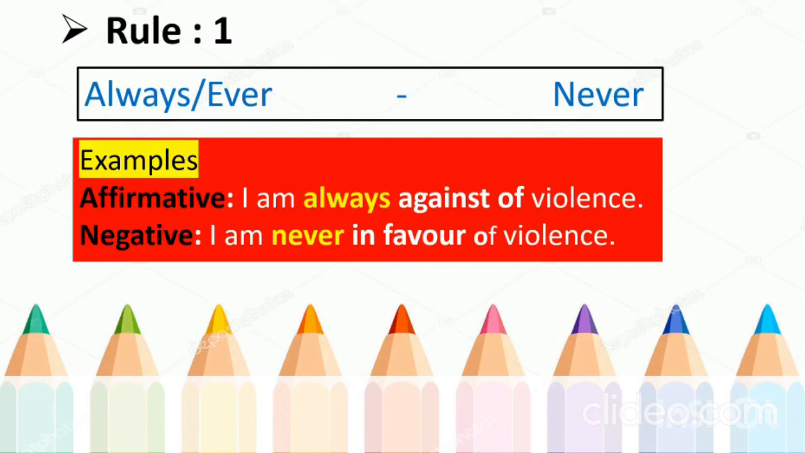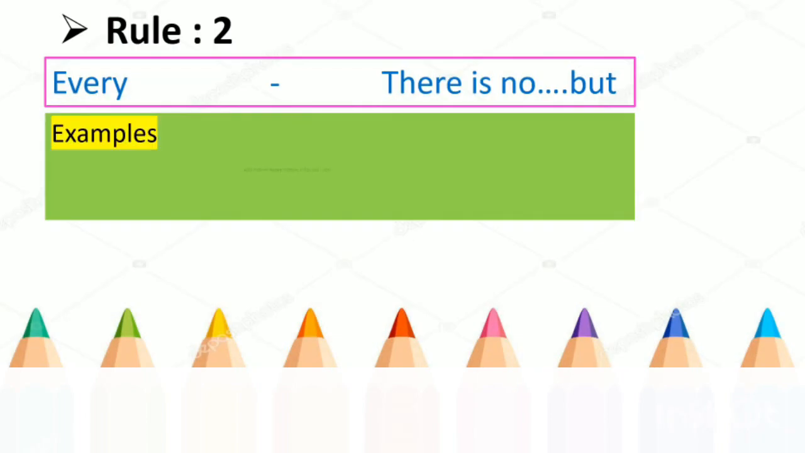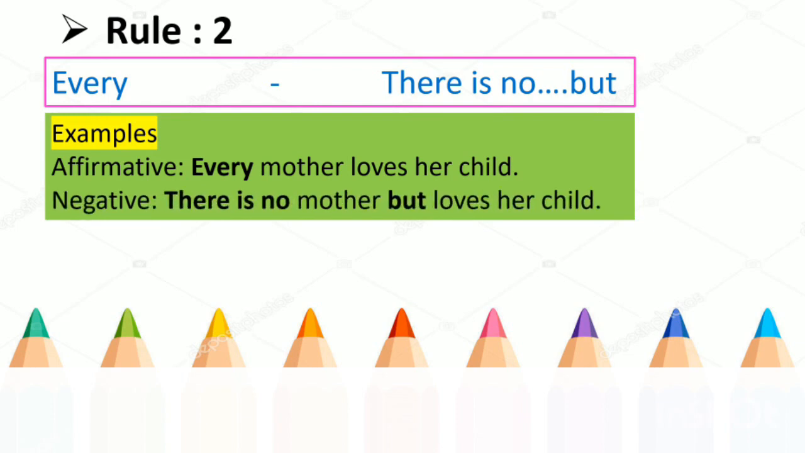Now next, rule number 2: when every is used we have to replace it with there is no but. There is no can be used in the beginning. Alright, so let us see the example. Every mother loves her child. Here we can see the use of the word every, so we'll be replacing it with there is no but. So the sentence becomes: there is no mother but loves her child. So both sentences have the same meaning, but still it has been transformed from affirmative to negative.